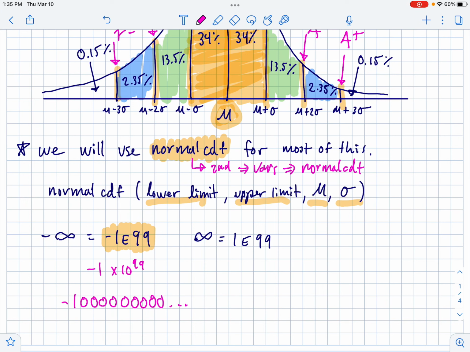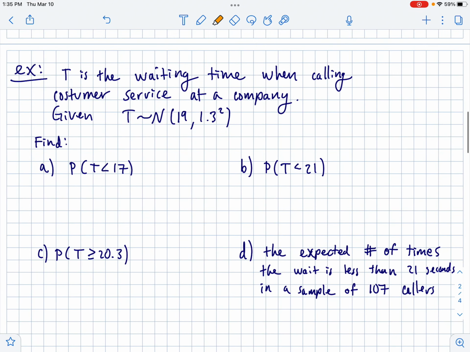So that's how you trick it into thinking it's a negative infinity, because you just use an absurdly large negative number. Same thing with positive infinity. Sometimes you have to swap in the 1E99 on your calculator. All right, let's do some problems.